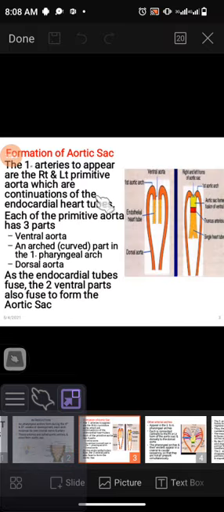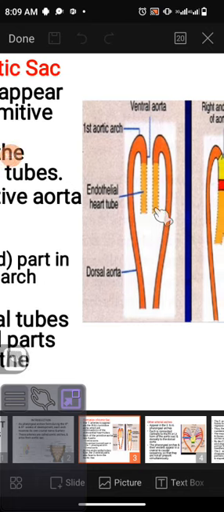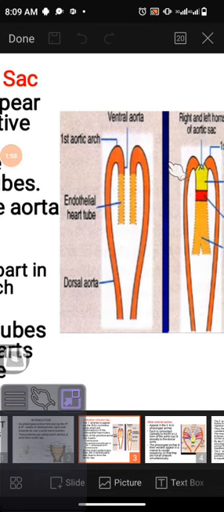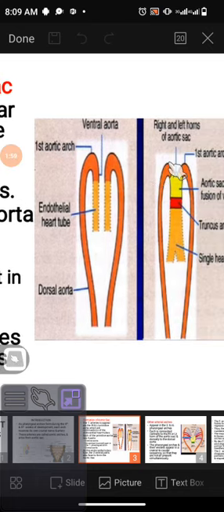So, formation of the aortic sac. How does the aortic sac develop? First of all, endocardial tubes appear. When these endocardial tubes appear, what do they do? They have the ventral, the arch, and the dorsal parts. This is the ventral part. The ventral parts are going to fuse together. They are going to fuse together. They form the sac. Okay.